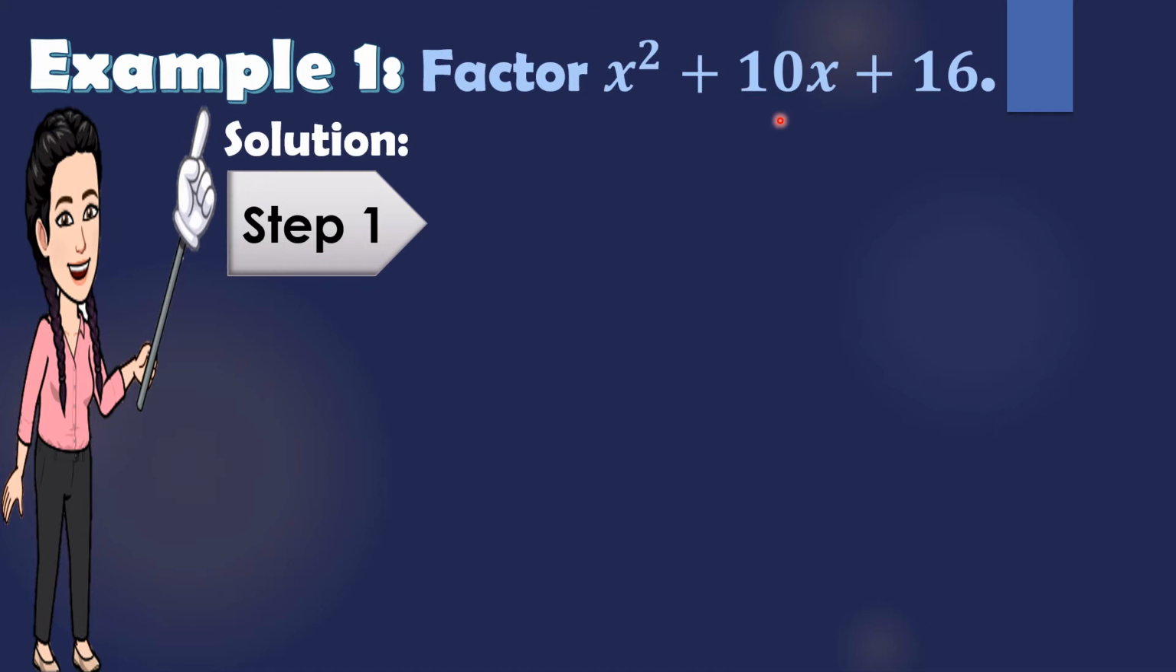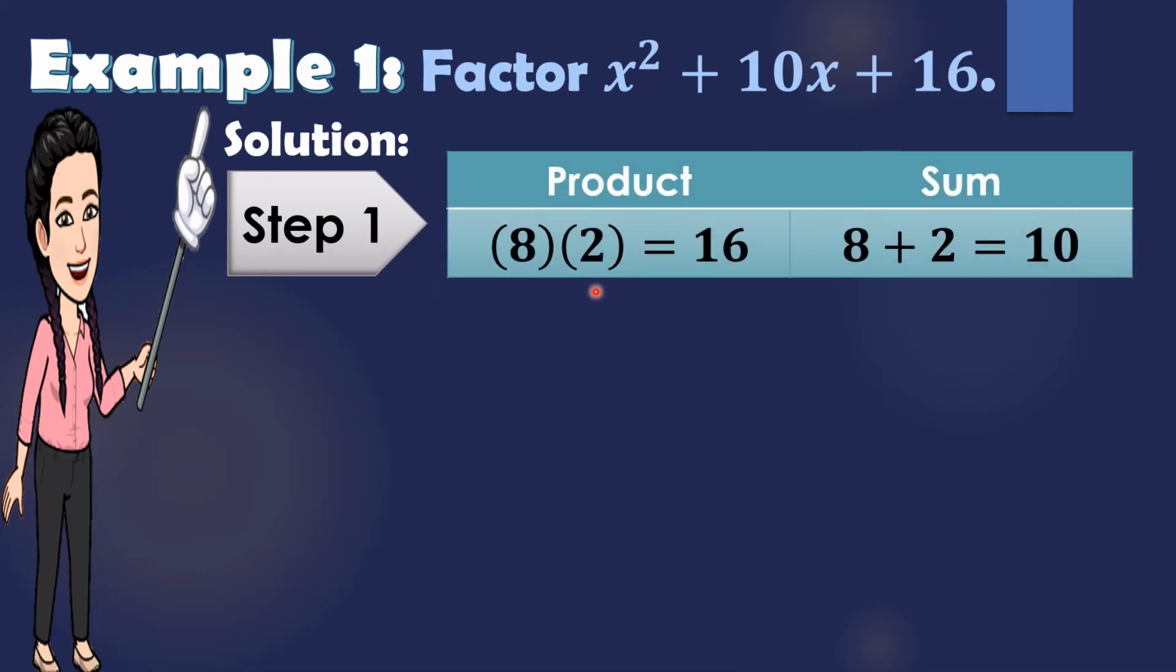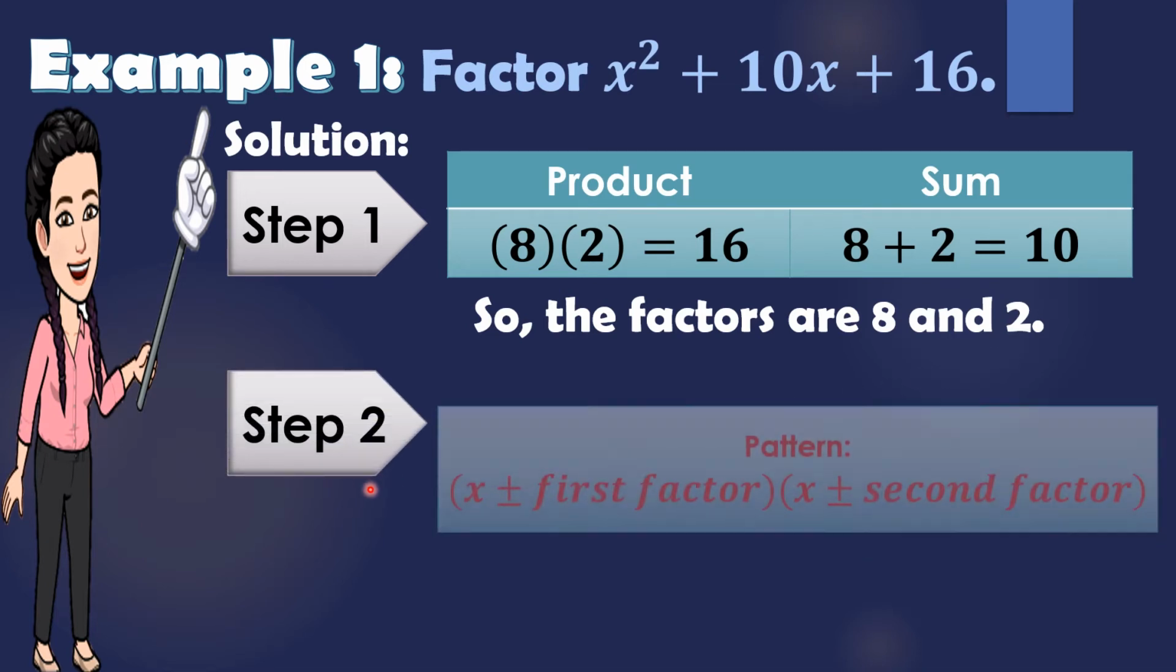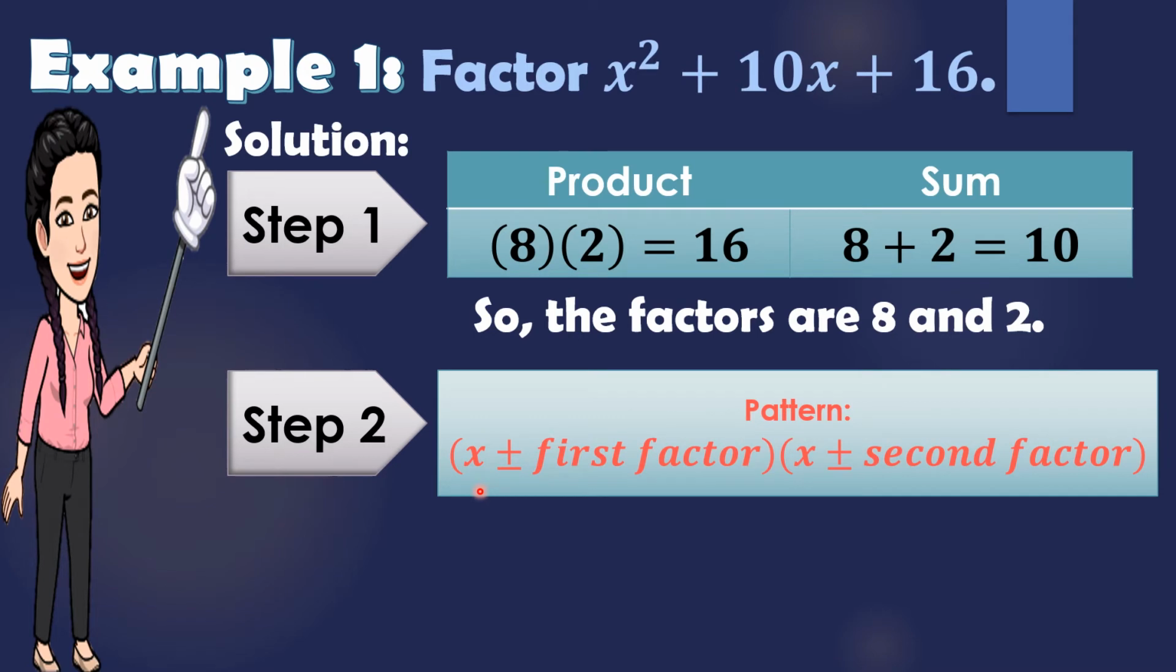Tama! We have 8 and 2. So 8 times 2 is equal to 16 and 8 plus 2 is equal to 10. So the factors are 8 and 2. Para naman sa step 2, gagamitin natin ang pattern na ito.